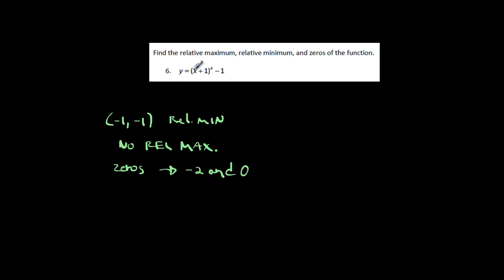And you see that if you were to put 0 in here, you'd get 1 to the 4th, which is 1, and 1 minus 1 is 0. That works. And same with -2. -2 plus 1 is -1. -1 to the 4th is +1. 1 minus 1 is 0. So you know that those are your zeros.